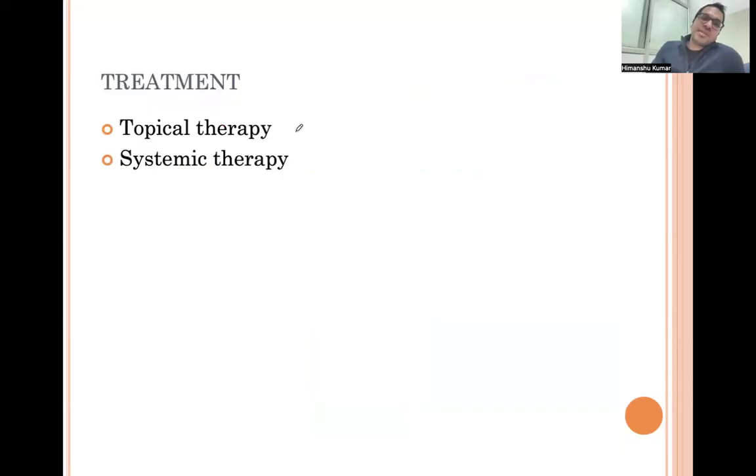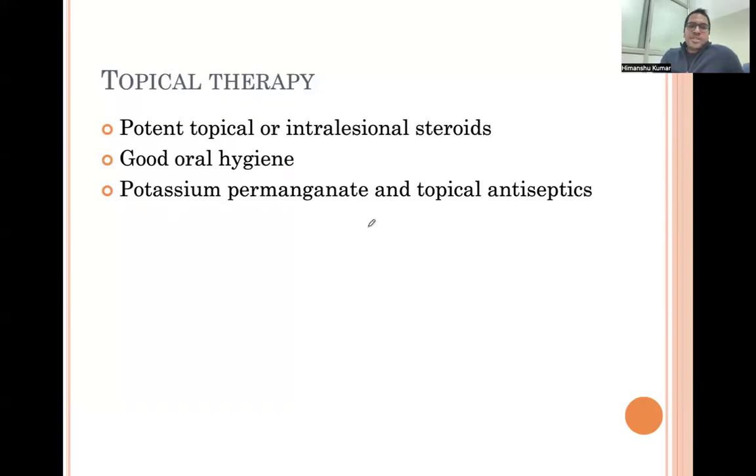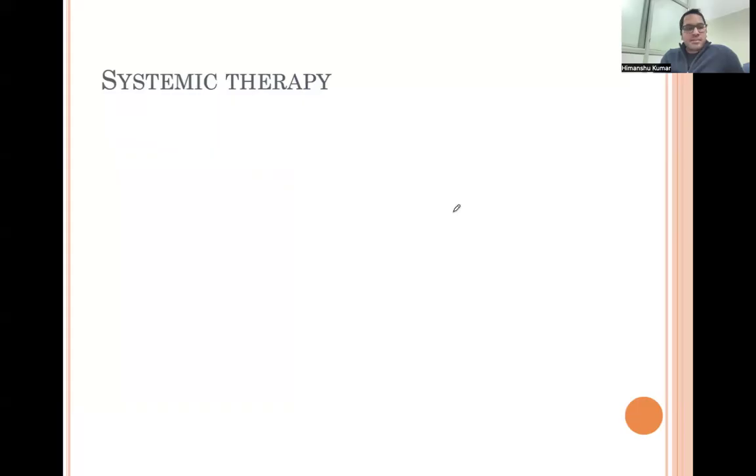Now, treatment of pemphigus: one is topical, so creams, and second is systemic, which is oral medications. When we talk about topical creams, we give potent steroid creams. We recommend good oral hygiene, chlorhexidine mouthwash, potassium permanganate soaks and topical antiseptics to prevent infections. Sometimes you might have to give oral antifungals if there is also any oral candida.